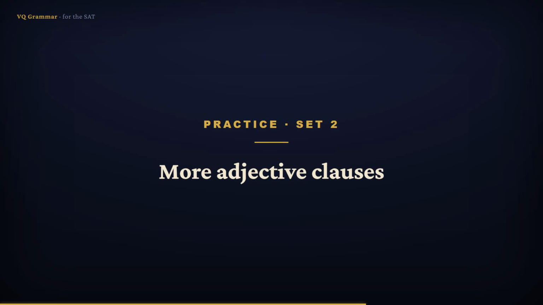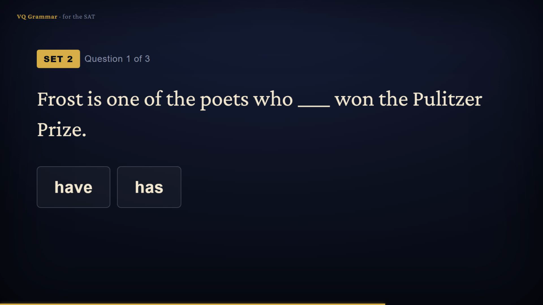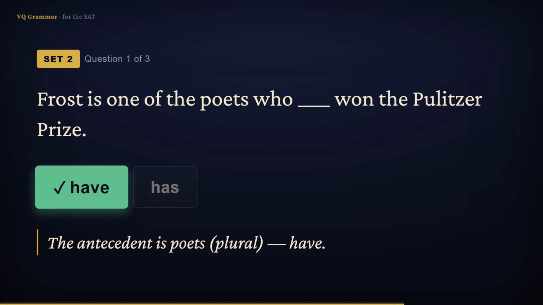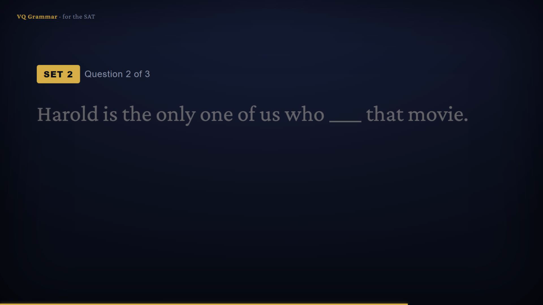A few more. The only one of means singular. Plain one of the means plural. Pause and try each. Frost is one of the poets who blank won the Pulitzer Prize. The antecedent is poets, plural, so have.